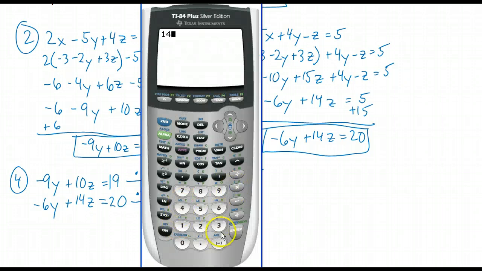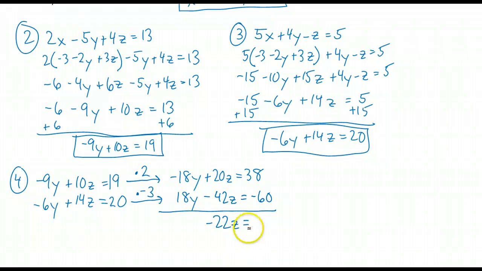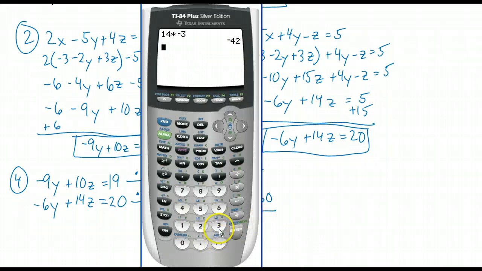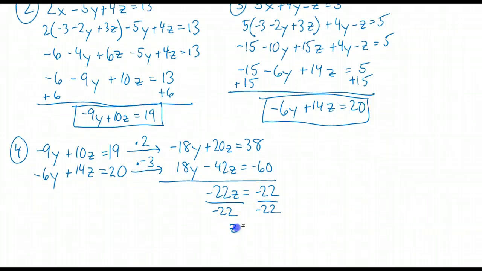14 times negative 3 gives me negative 42z and negative 60. Now I need to add. The whole reason I need opposite coefficients is so that my y's disappear, and I'm left with only z's. So I have negative 22z equals 38 plus negative 60, which gives me negative 22. Solve for z. z is going to equal 1.